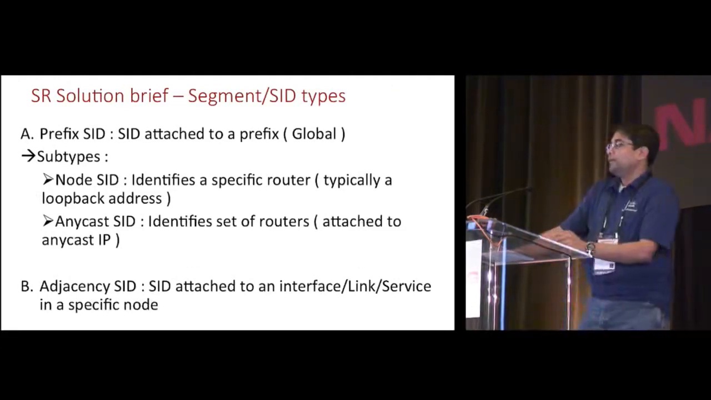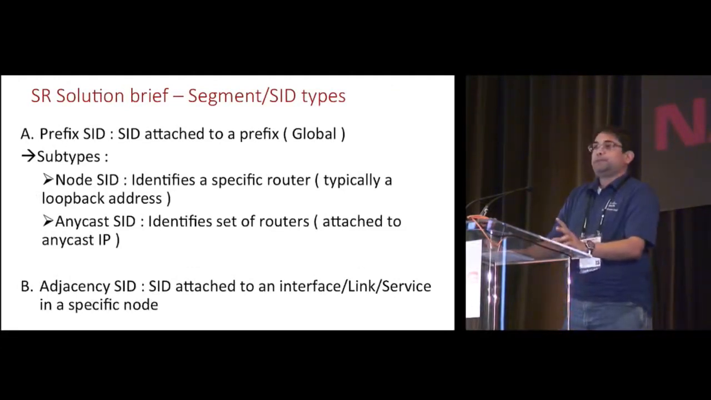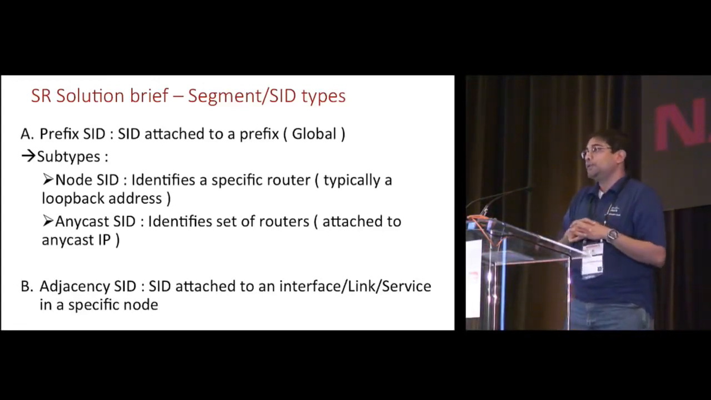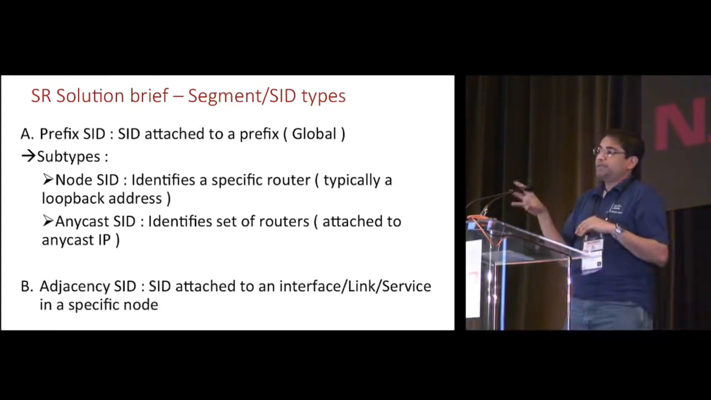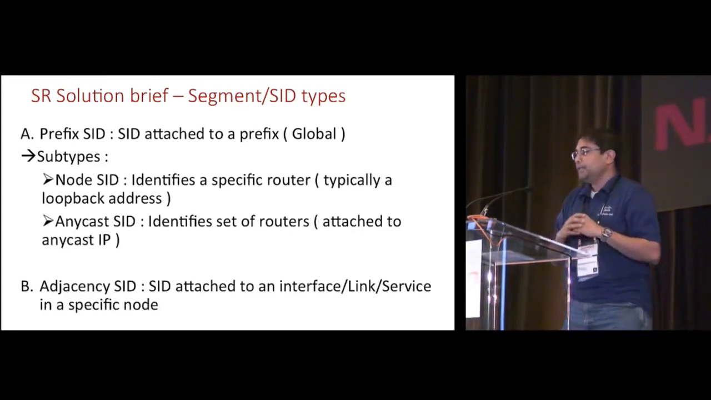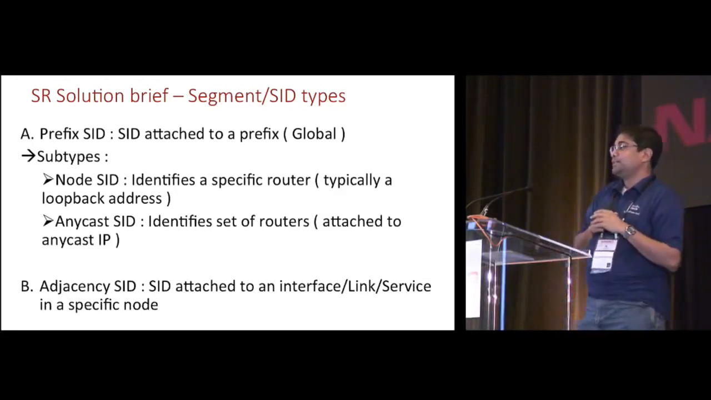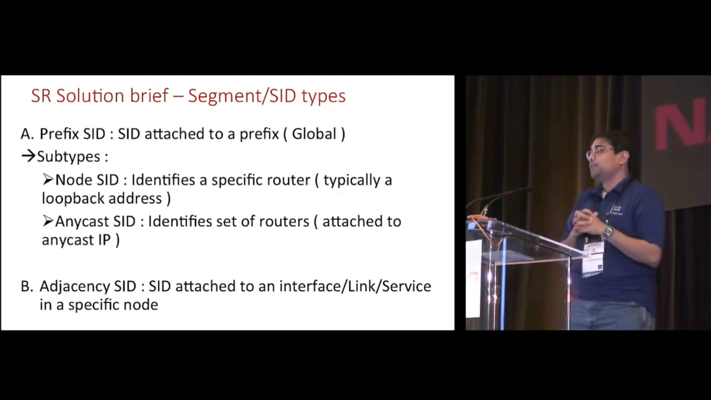So these are the two types. The first one is the global prefix SID. This is essentially a segment attached to a certain prefix. There are two variants. We'll talk more about the first one, which is the node segment identifier, which identifies a specific router, typically the loopback address or the router ID. The other one is Anycast. Again, I'm lucky to have Nick talking a little bit about it this morning itself. So the Anycast SID identifies a set of routers, of course, and it's attached to the Anycast IP rather than the router ID.